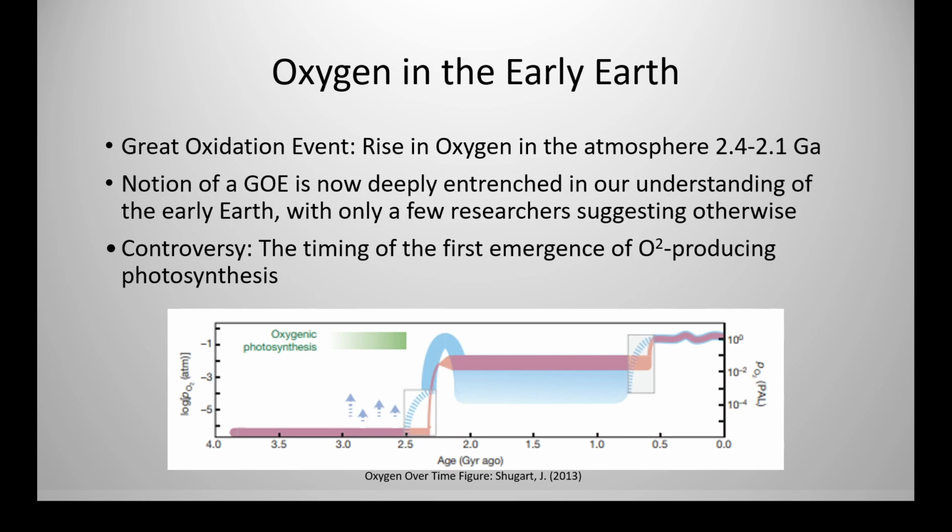Although the controversy comes in the timing of the first emergence of the O2 producing photosynthesis. So as we can see in this diagram, we're having a bump in free oxygen, which then correlates with this oxygenic photosynthesis, which then begins 2.4 billion years ago.